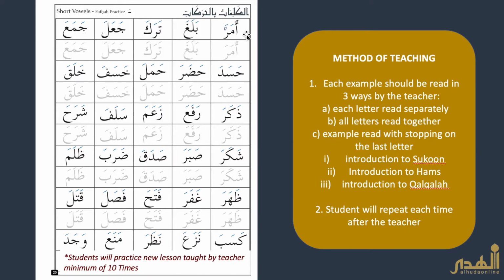So when we're reading it, how would we read it? Amar. Amar. Okay, so you will see that the Fathah is now gone and we no longer read the Fathah. So that is 3 ways, and then the student will repeat after you. Amar. Once you have practiced with them, they will now practice it 10 times in 3 ways.